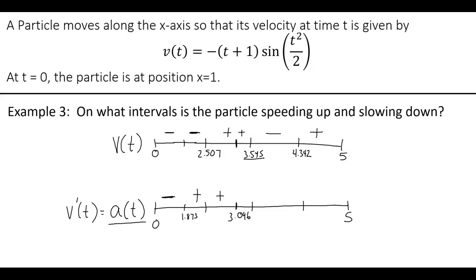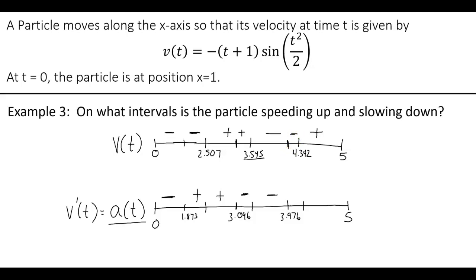All right. Now, after 3.096, the acceleration became negative again. It was below the x-axis. And it stayed negative until I got to about 3.976, which I would put right about here. And then I'm going to transfer this little dot right up here like so. And I'm going to squish my negative in there like so.